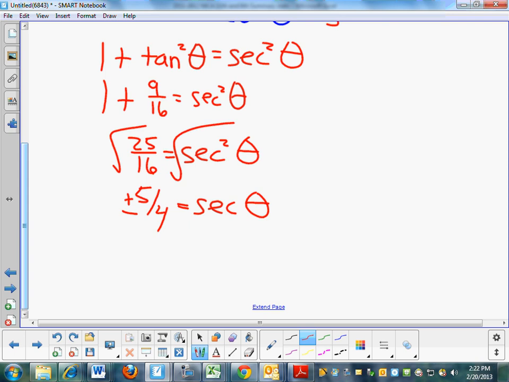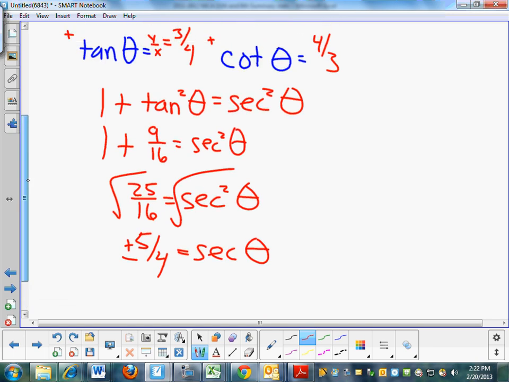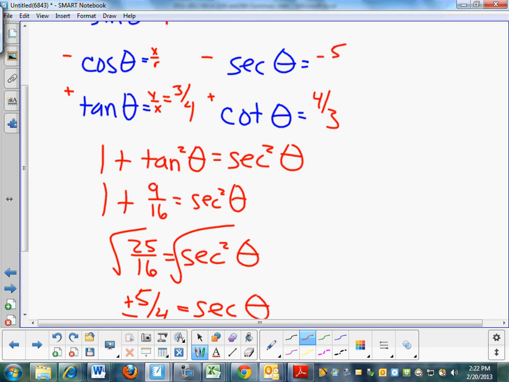Which one do you want, the plus or the minus? You want the minus. So secant is negative 5 over 4. What is cosine? Yeah, negative 4 over 5. So now we found two of them.